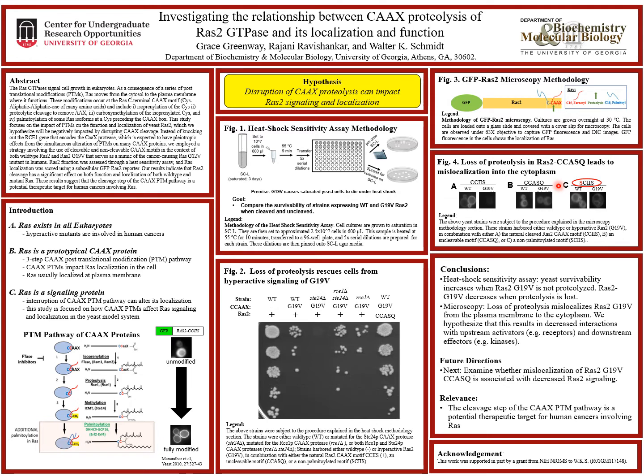From these results, we can make a few conclusions. Based on the heat shock results, we see that yeast survivability increases when Ras2 G19V is not proteolyzed. The effect of Ras2 G19V therefore decreases when proteolysis is lost. From the microscopy results, we see that loss of proteolysis mislocalizes Ras2 G19V from the plasma membrane to the cytoplasm. We hypothesize that this results in decreased interactions with upstream activators and downstream effectors.